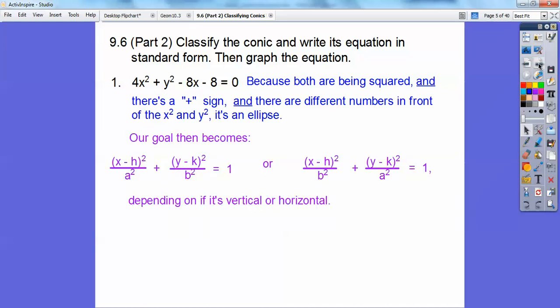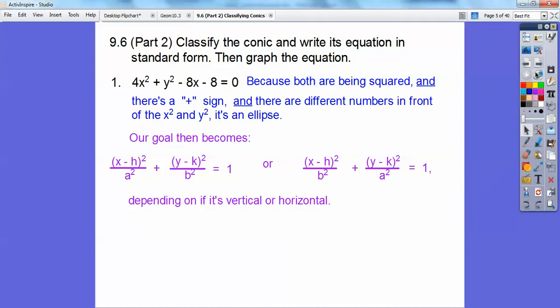Our goal is to get it in one of these forms. Notice H always hangs out with X, K always hangs out with Y, so HK is the center. If you're lost, look at the last lesson and please look at part 1 of this lesson. This is the same thing, except the only thing that switches is the a squareds and b squareds. A is the bigger number. Depending on whether the bigger number is underneath the x or underneath the y, that tells me whether it's horizontal if it's under the x, or a vertical ellipse if it's under the y. Your center is at HK.